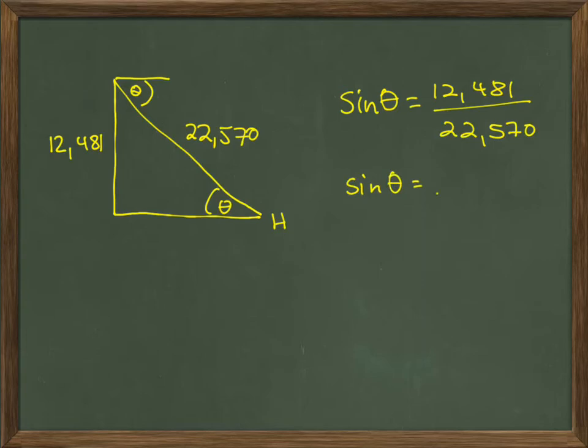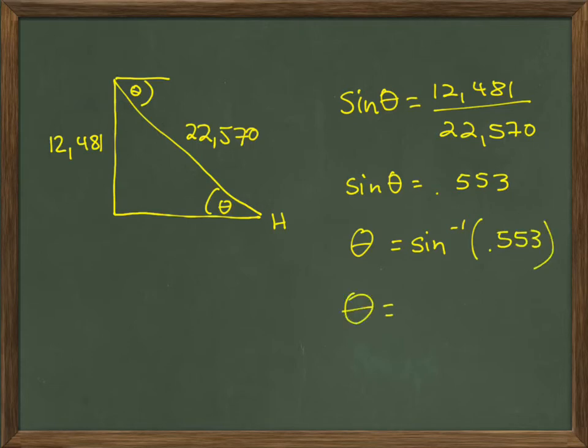You get, on the calculator, 0.553. So theta is the inverse sine of 0.553, which makes theta, use your calculator, make sure it's in degrees, 33.6 degrees. Do we have that on our answer? Yes, we do. B is the correct answer here.